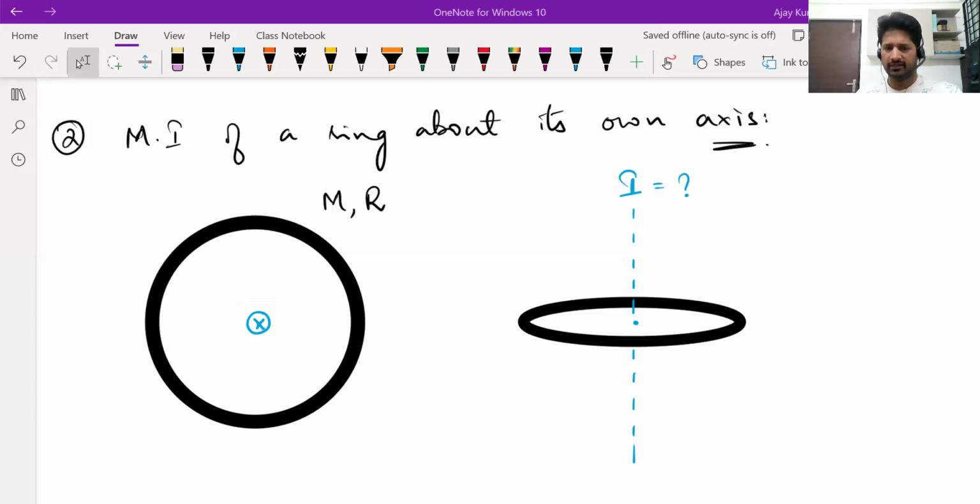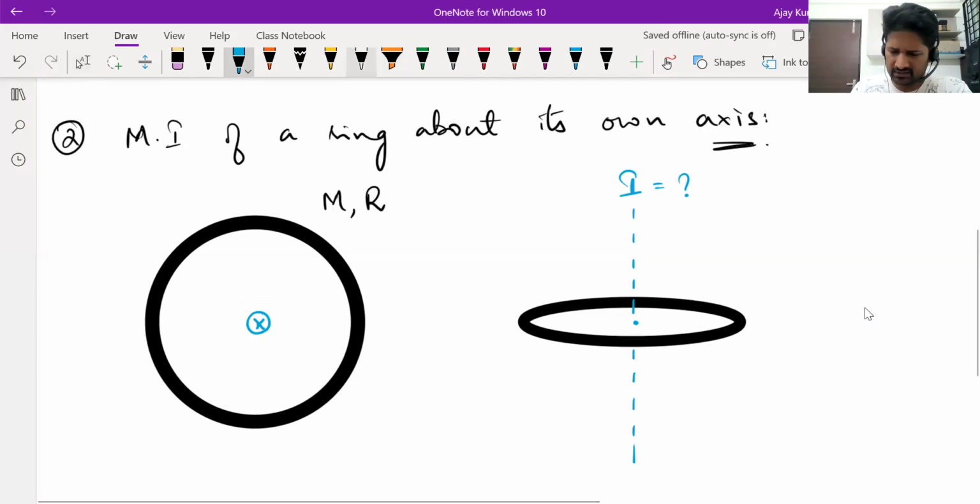Consider an element on the ring. Ring is a continuous mass distribution, no? So we'll have to find out how much moment of inertia one element contributes, and we'll integrate that to get the moment of inertia of the entire system. That's the general procedure. So you take an element of the ring somewhere here. Assume its mass is dm. Rishi, tell me, how much is its distance from the axis? R, sir. R, the radius itself.